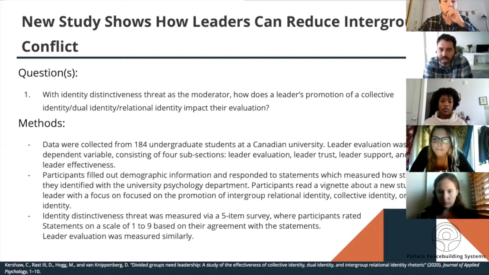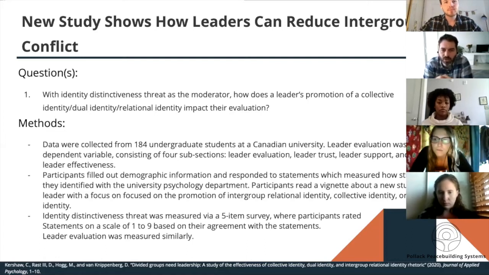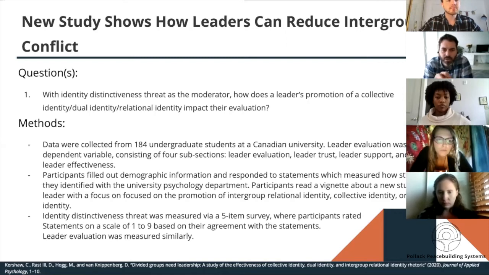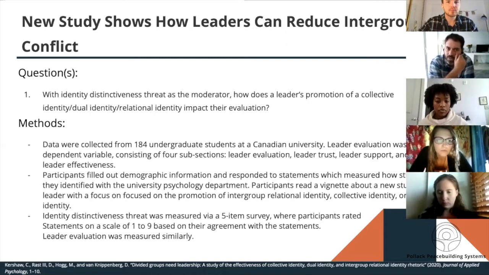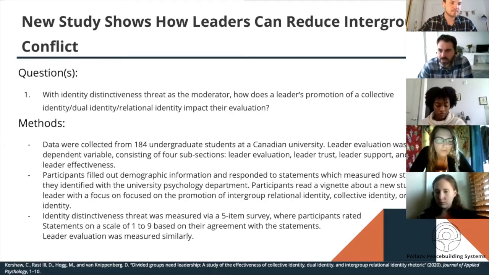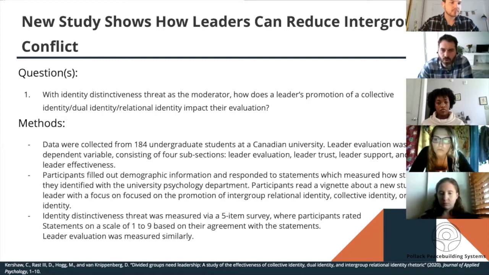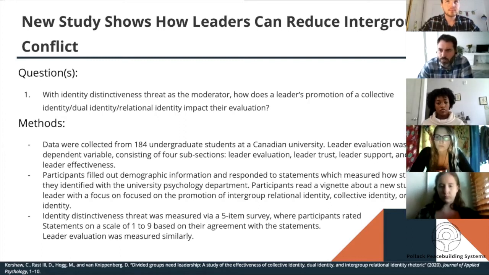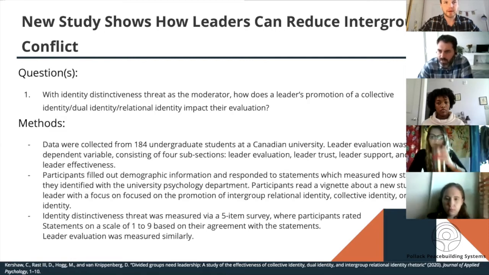I haven't heard of these different segments of identity. Collective identity is talked about a lot, but then these dual identity and intergroup relational identity, I just want to unpack those for a second and really understand what they mean. Tell me if this sounds right: collective identity is almost like a loss of personal identity and really merging with the collective. Is that correct? Yeah. Okay.